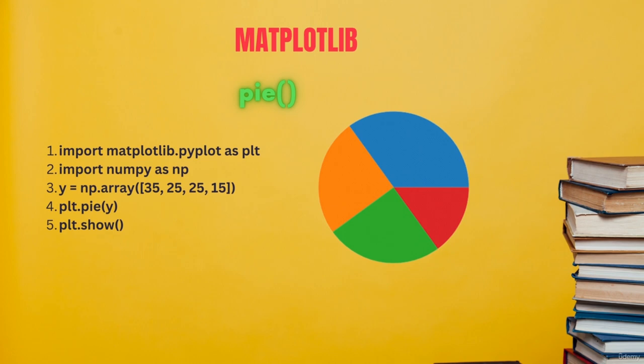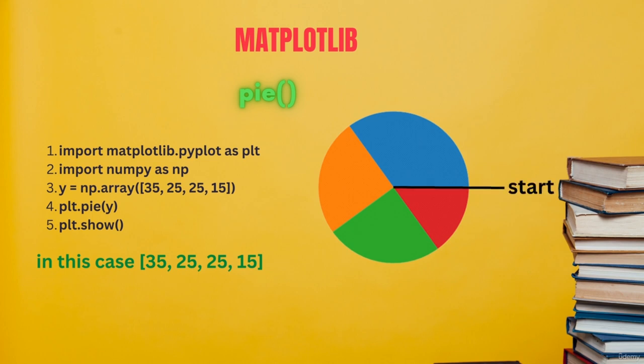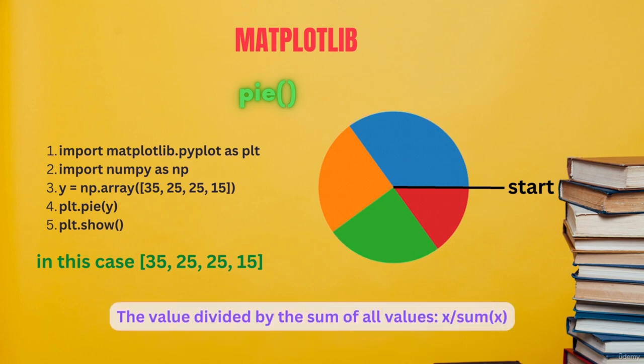As you can see, the pie chart draws one piece for each value in the array. In this case, it's 35, 25, 25, and 15. By default, the plotting for the first wedge starts from the x-axis and moves counterclockwise. The size of each wedge is determined by comparing the value with all other values by using this formula: the value divided by the sum of all other values.